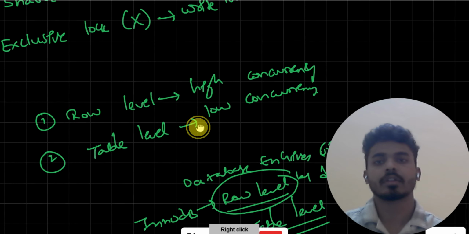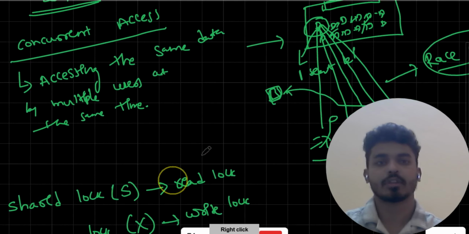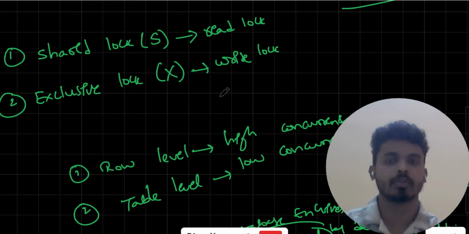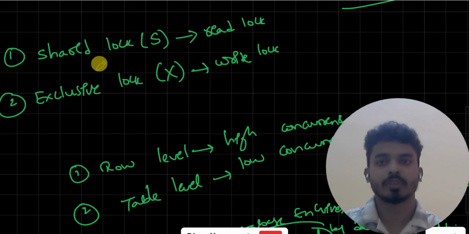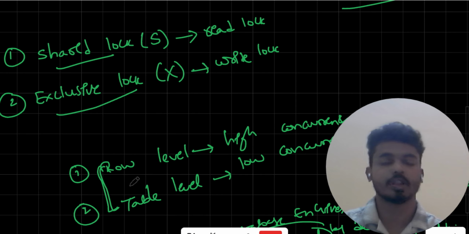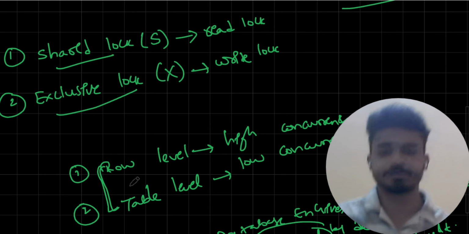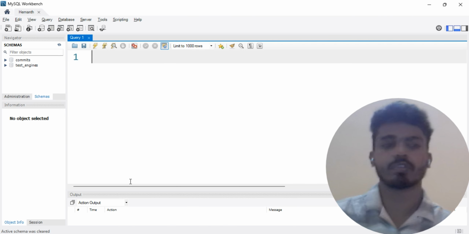Okay, these are the things I wanted to explain theoretically. Now I will move forward to the practical examples. I will show you how to place a shared lock at row level and table level, and also an exclusive lock at row level and table level. Then you will clearly understand what I am trying to explain. Let's move forward to MySQL Workbench.